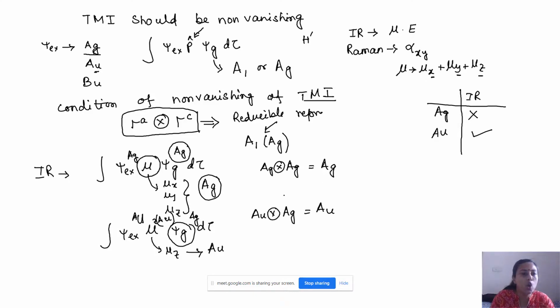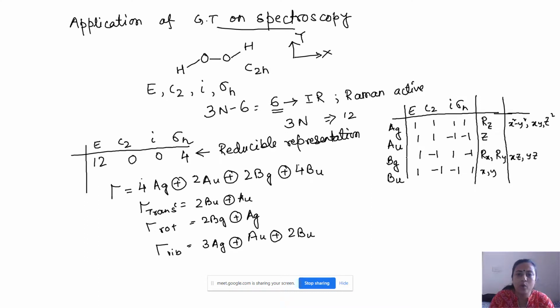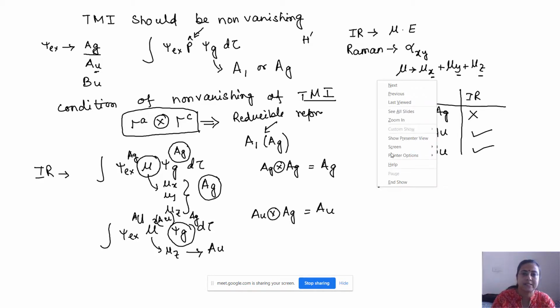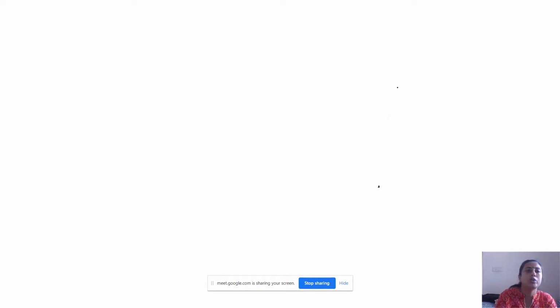Similarly, if we look for the BU, we will find out that BU into AG is also BU and mu X and mu Y is transforming as BU to make the transition moment integral non-vanishing. So that means BU is also my IR active. So now let us look for the Raman activity.